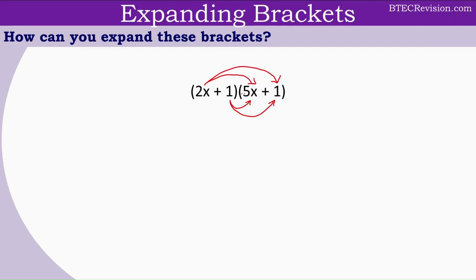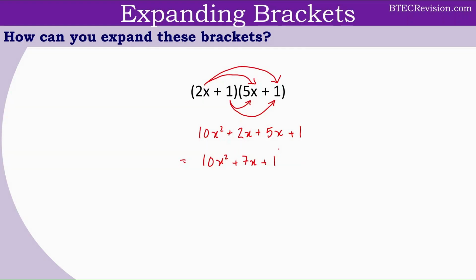So that would give us 2x times 5x is 10x squared, plus 2x times 1 is 2x, plus 1 times 5x is 5x, plus 1 times 1 is 1. So that can be simplified to 10x squared plus 7x plus 1.